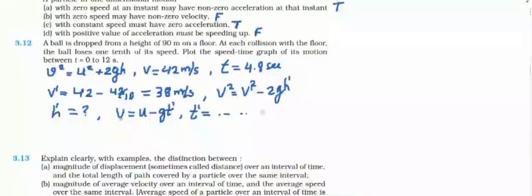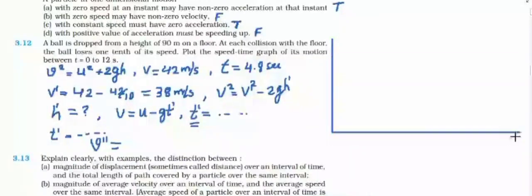Next, what happens? From this height h dash, the ball falls. So how much time it takes to reach the maximum height? The same time it takes to return back to ground. So it returns back to ground after time t dash. Then what is its velocity? Again you have to calculate the velocity with which the ball strikes the ground. V double dash you can calculate.